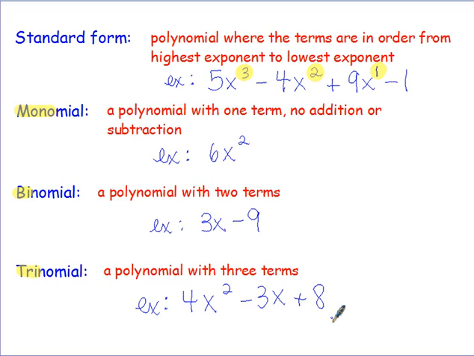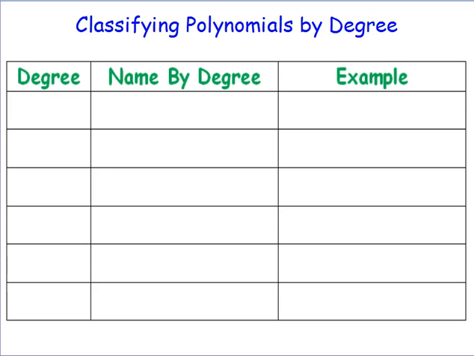So one of the things you're going to do on your homework is you're going to be given problems like these, and you simply need to tell me which name applies. So we'll look at some examples in just a minute. We have some more classifying to do. There's some more vocab words coming here. We can also classify polynomials instead of by how many terms they have, by their degree. And if you remember, degree is the highest exponent.